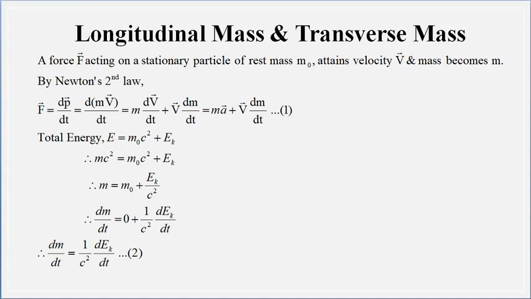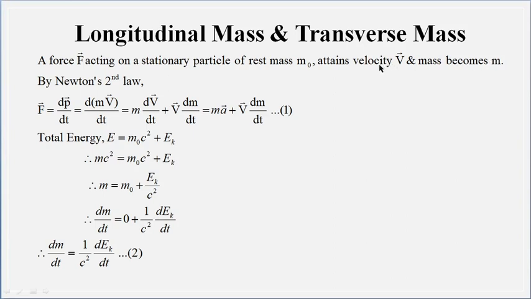So let us say that the body is at rest and its rest mass is m0, and now a force is exerted on it. Because the force is exerted, it will start moving, and depending upon how long the force is exerted, it will attain a particular velocity. Let us say that after some time, it attains the velocity vector v, and at that moment the mass becomes m. So we have a body whose rest mass is m0, a force is acting on it, and because of that force it attains the velocity v, and the corresponding mass is m.